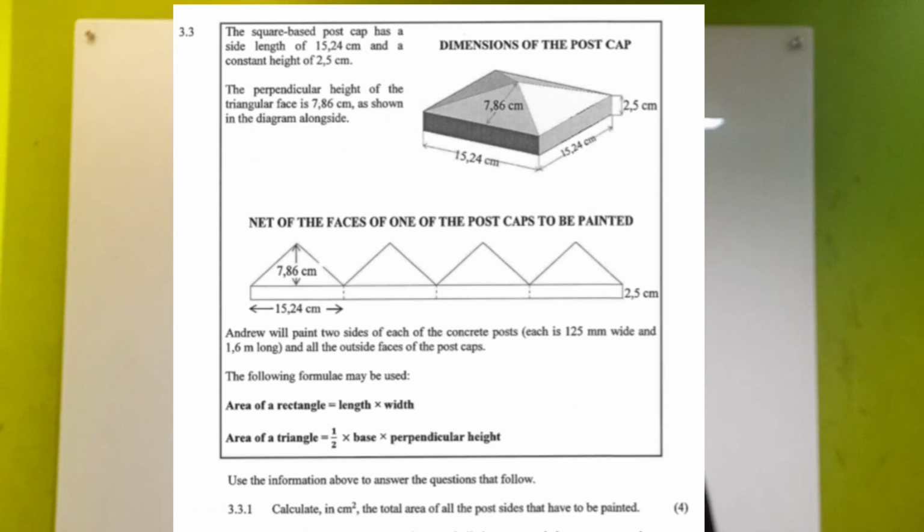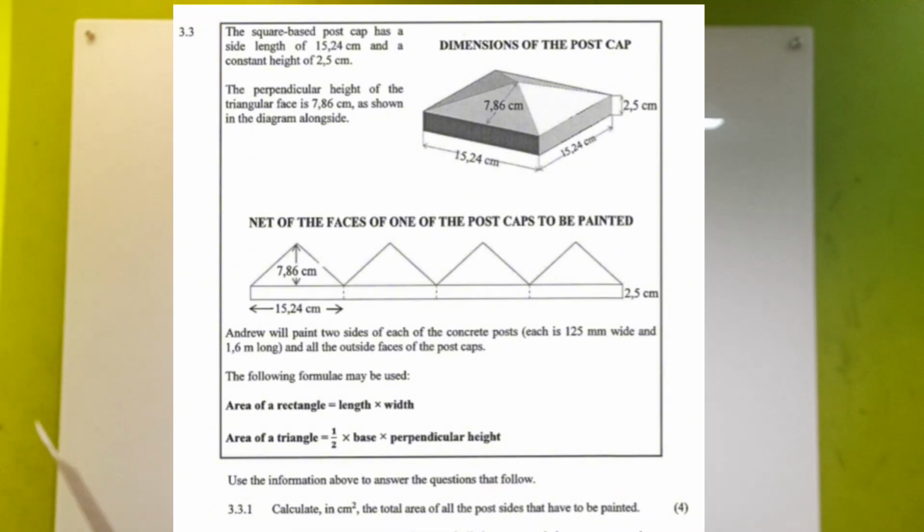And then after that, we see that it says net of the faces of one of the post caps to be painted. So there they show us the net of the faces of one of the posts that has to be painted. The scenario continues to say, Andrew will paint two sides of each of the concrete posts. Each is 125 millimeters wide and 1.6 meters long, and all the outside faces of the post caps. So he wants to paint two sides of each post and also do what? Also paint the outside faces of the post caps.